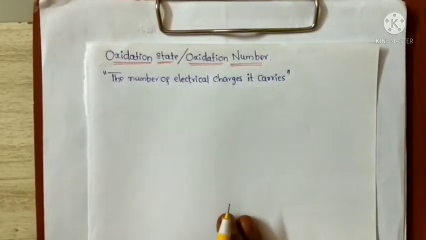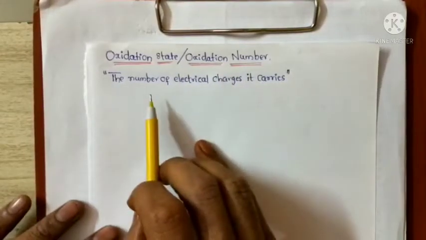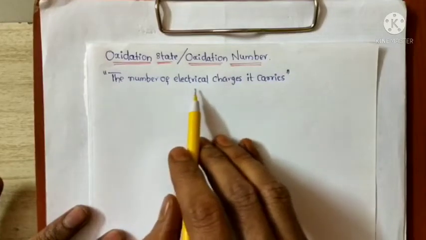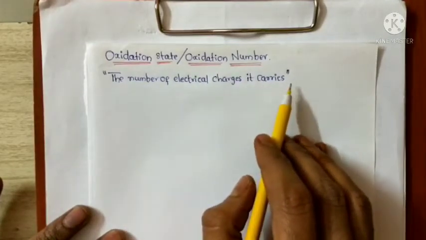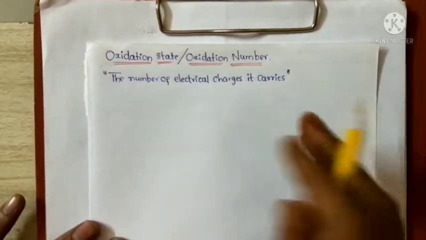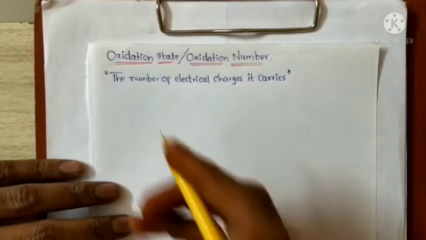First of all, we will see the definition of oxidation state or oxidation number. It is a general definition: the number of electrical charges an element carries is called the oxidation state of the element. So first of all, we will see some examples.